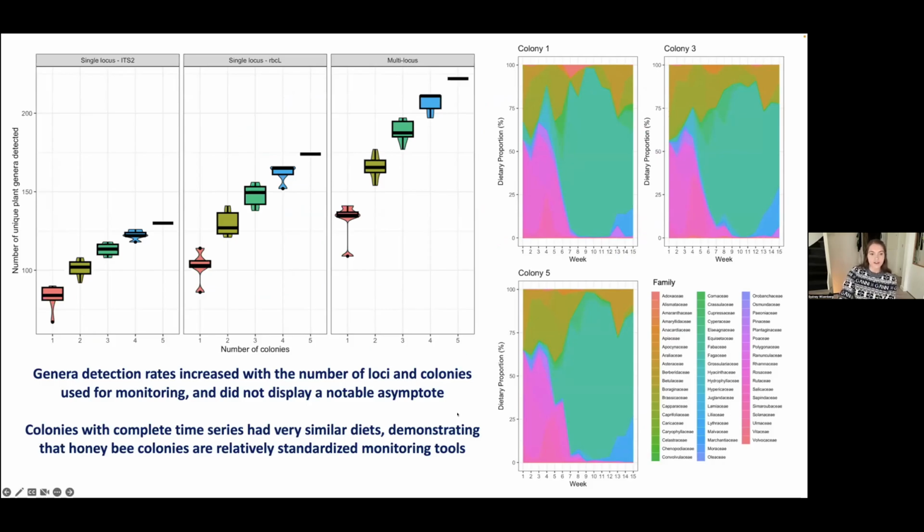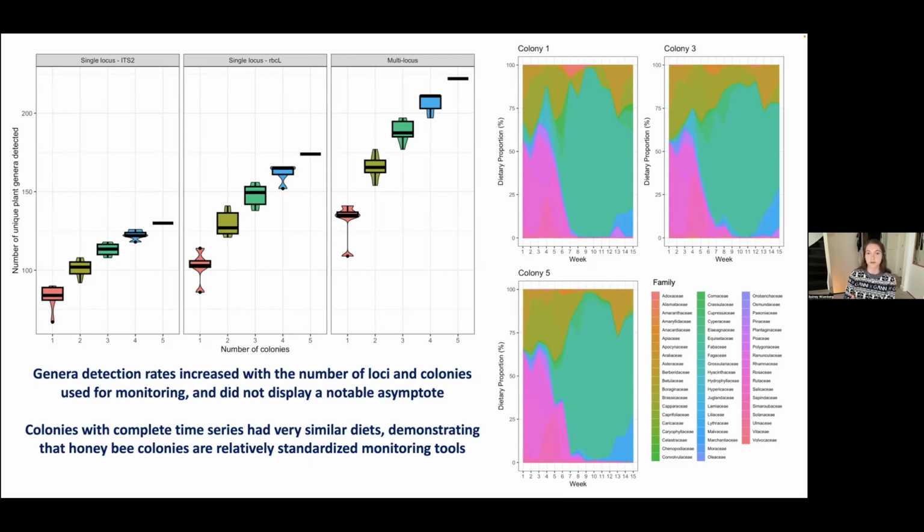We also saw that genera detection rates increased with the number of loci and colonies used for monitoring, but they did not display a notable asymptote, and that was kind of interesting as well. So unsurprisingly, if you use 5 colonies instead of 1, you detect more plant species, and if you use 2 loci instead of 1, you detect more plant species. What we would expect here with species detection rates is for this to eventually level off, and we didn't pick up on that in this project with 2 loci and 5 colonies.